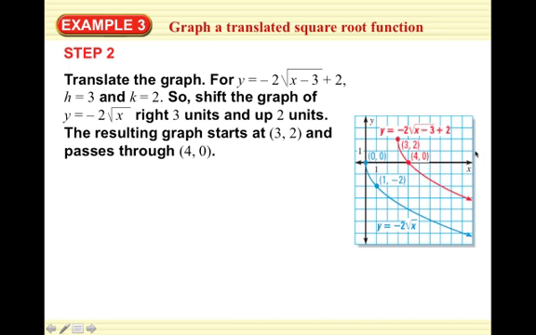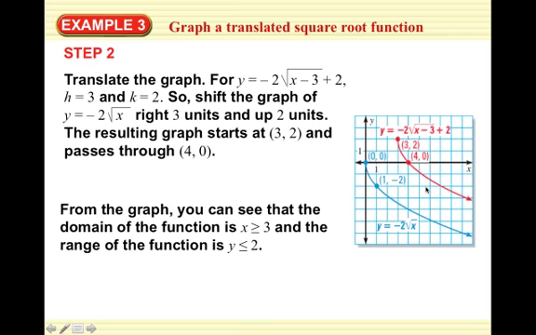So what's our domain and range? Well, we can get that from our graph. If you look, the x values start here at 3 and then go to the right, so it's going to be x greater than or equal to 3. The y values are here at 2 and then get smaller, so y less than or equal to 2. So x greater than or equal to 3 because it starts at 3 and we go to the right. y less than or equal to 2 because we start at 2 and we go down.